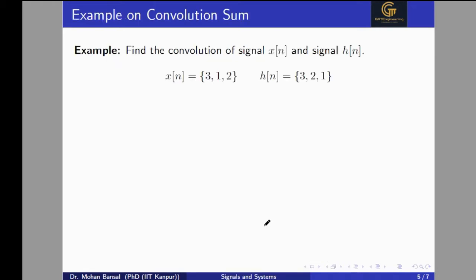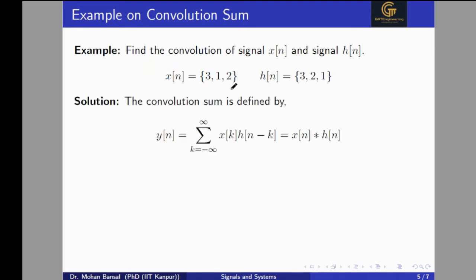Now we will solve one problem on the convolution sum. Here we are given the input signal x[n] and the impulse response h[n]. The input signal x[n] is 3, 1, 2, and h[n] is 3, 2, 1. Now we want to convolve both of them, x[n] convolved with h[n]. This is the definition of the convolution sum, written as x[n] convolved with h[n].